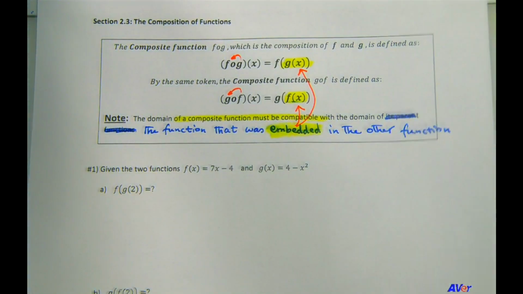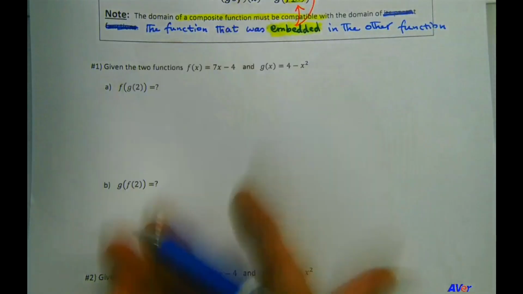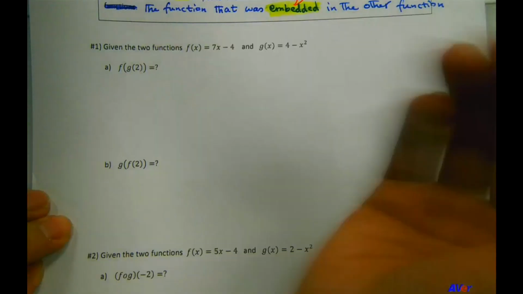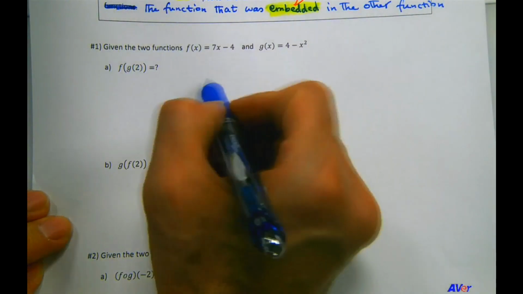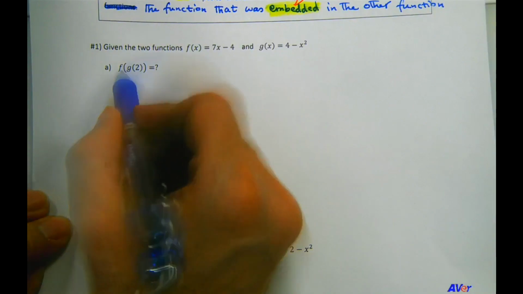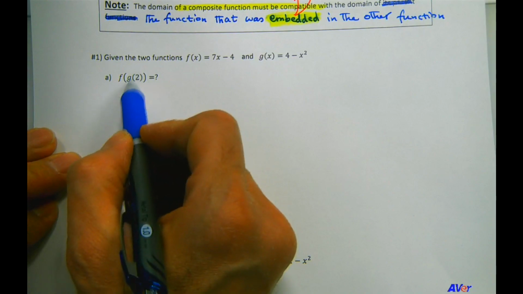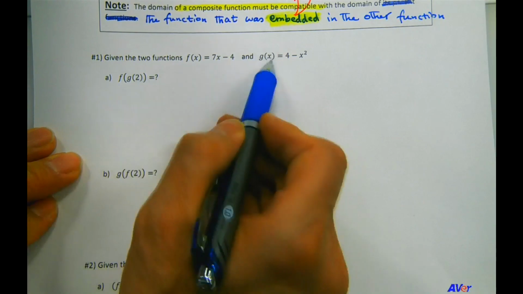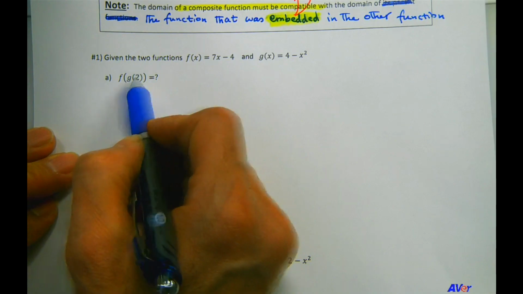Okay, so here's our first example. Please pause the video, answer this question, and then come back to the video. All right, I'm assuming you've done that. Given the two functions f of x and g of x as shown, what is the composite of f and g at 2? So what this is saying is evaluate function g at 2, whatever the result, embed it inside f and evaluate f.